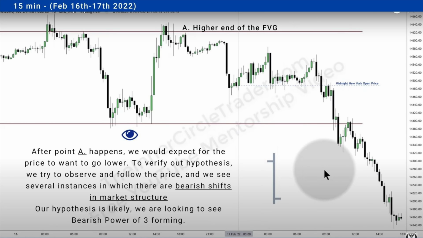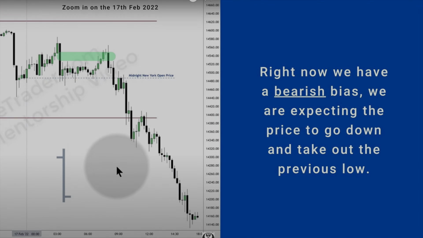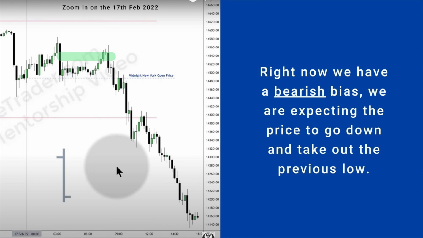Let me zoom in on the 17th of February 2022. Right now, as we just said, we have a bearish bias, so we are expecting the price to go lower and to take out the previous low. Look at it here, guys, look at it on a naked chart. Can you see the bearish power of 3 playing out on the 17th of February 2022 for the Nasdaq 100 E-mini futures?